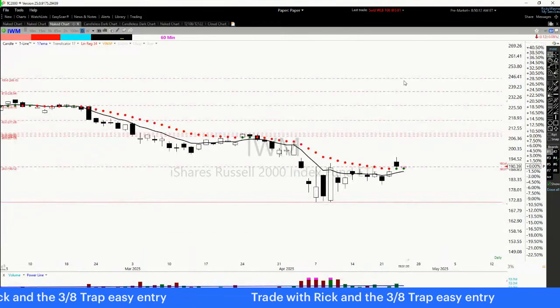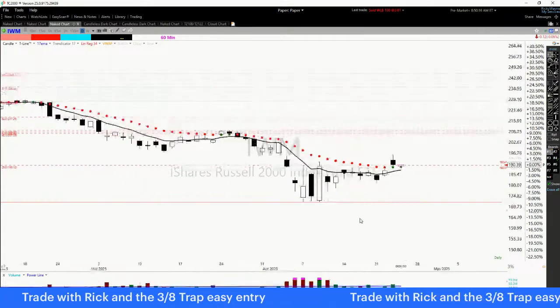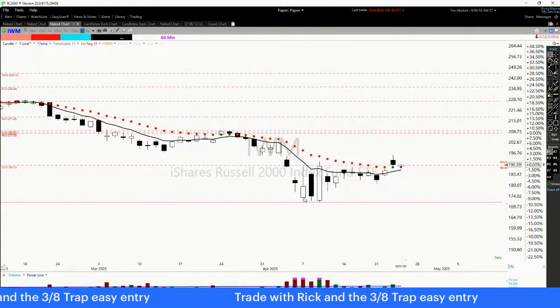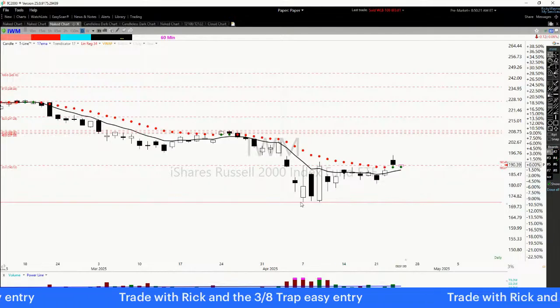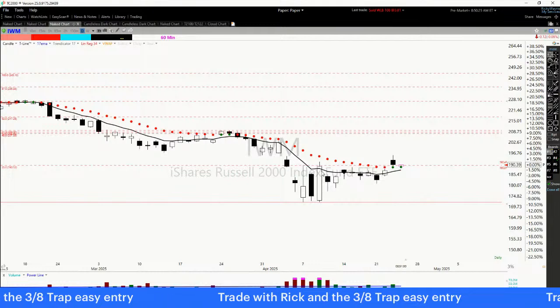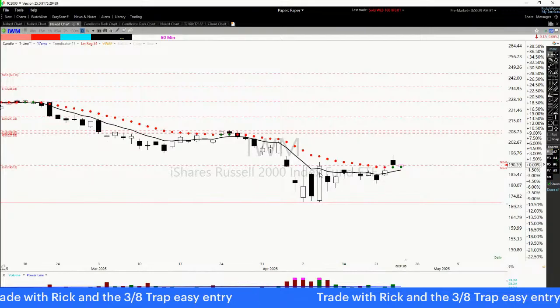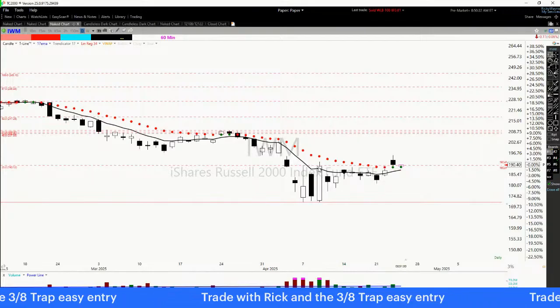IWM, excuse me. I think IWM is acting pretty well. Also, here we have this bottom right in here. Again, I know this was the day that, going to hold off on tariffs for 90 days. So there was a news spike here.